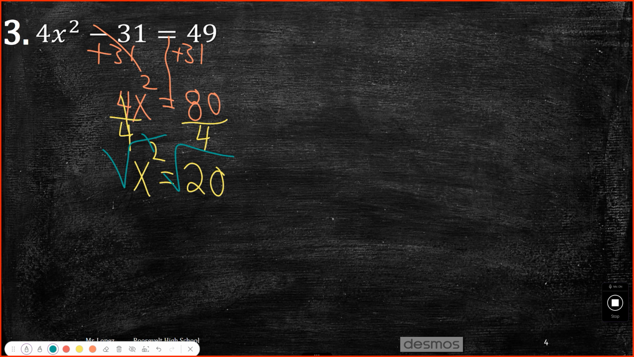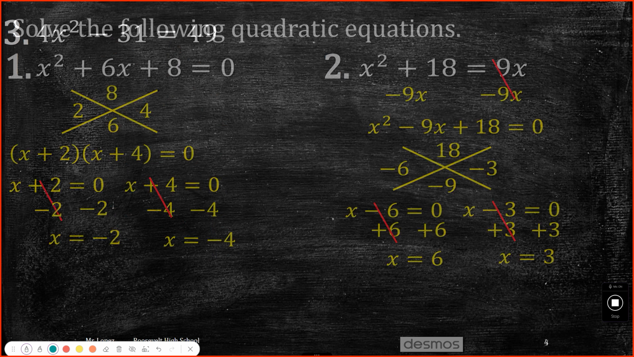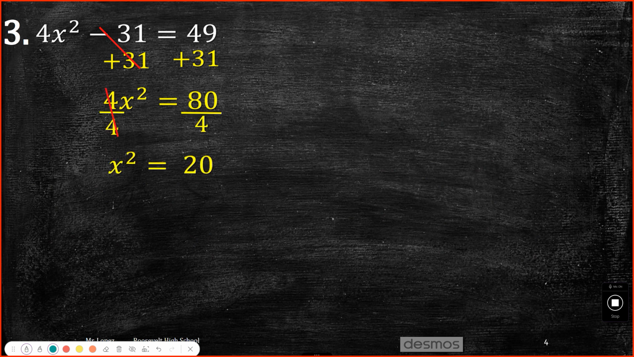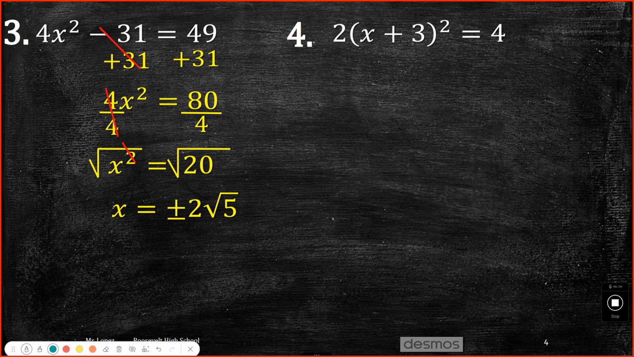Whenever you take a square root, the answer is going to be plus or minus. And for right now, we'll leave it at the square root of 20. We can simplify it more, but for right now, leave it like that. So that's how we solve these problems. For this one, you add 31, divide by 4, square root it, and x is going to equal the square root of 20 for now, plus or minus square root of 20. But then it simplifies to this. All right, let's go to problem number 4.